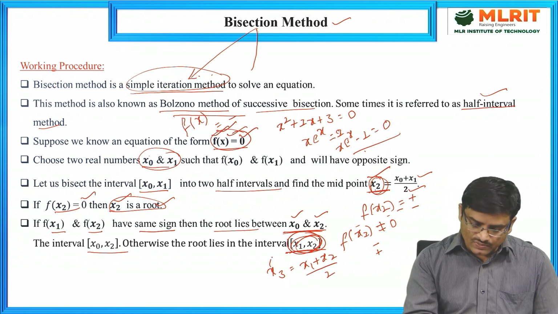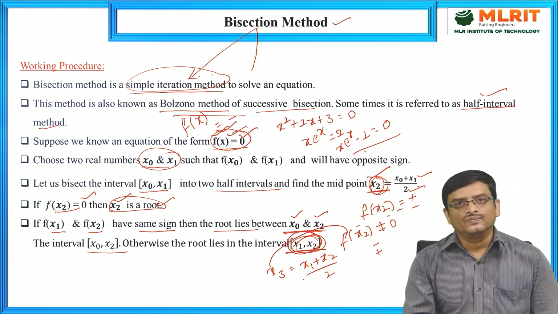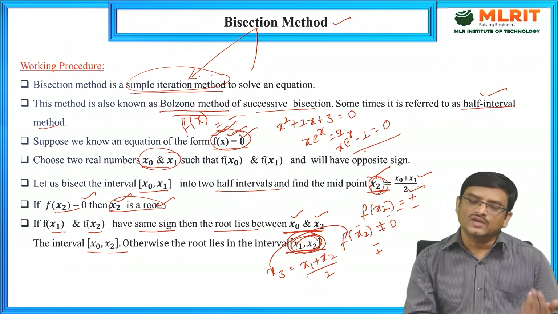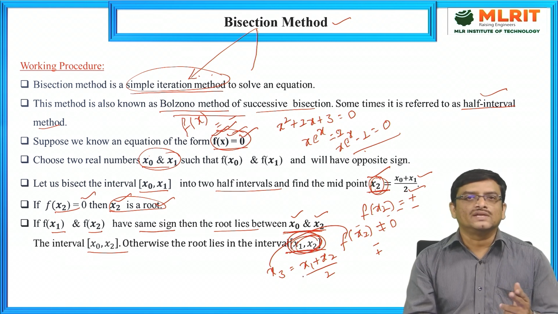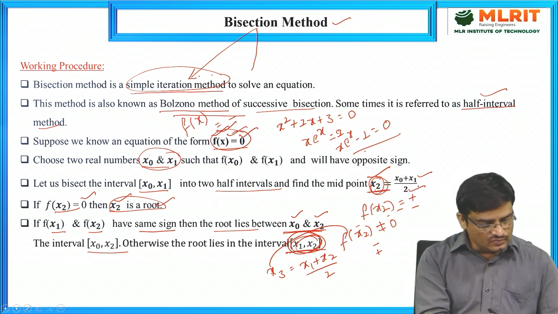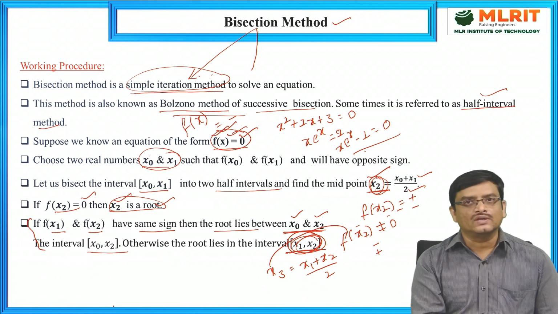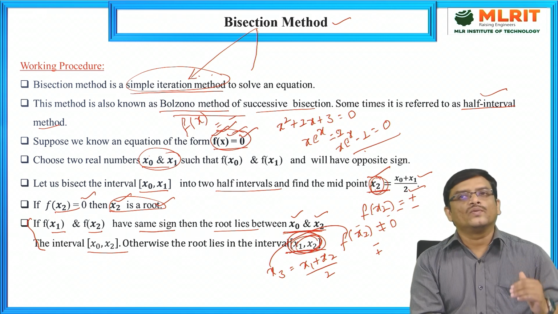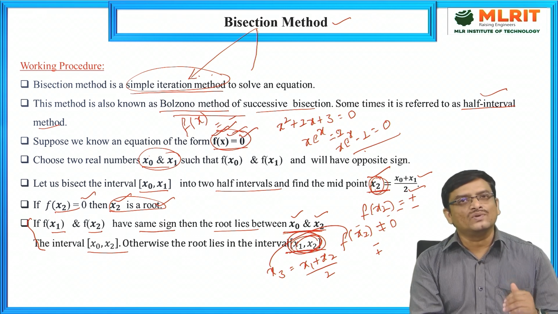Once again you substitute this x3 value in the function. If f of x3 is equal to 0, then we can conclude that x3 is the root. Otherwise, once again we have to follow this procedure here. Okay, I will explain this procedure neatly by taking one example here, so that by that example we can understand the procedure we have discussed clearly.